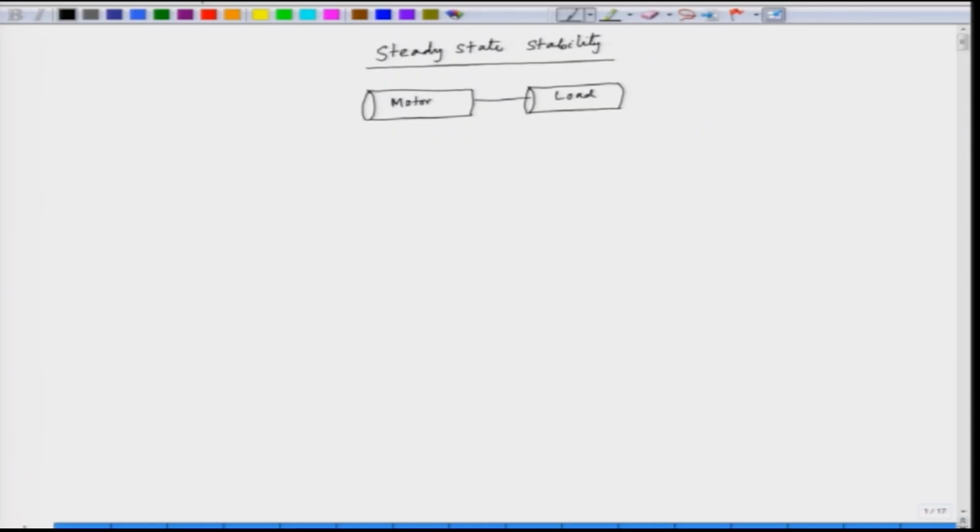and this is the mechanical shaft which is coupling the motor with the load, and the motor speed is omega m, that is same as the load speed, and the motor torque is T. The load torque opposes the motor torque, that is T L, and the total moment of inertia of this system is J.